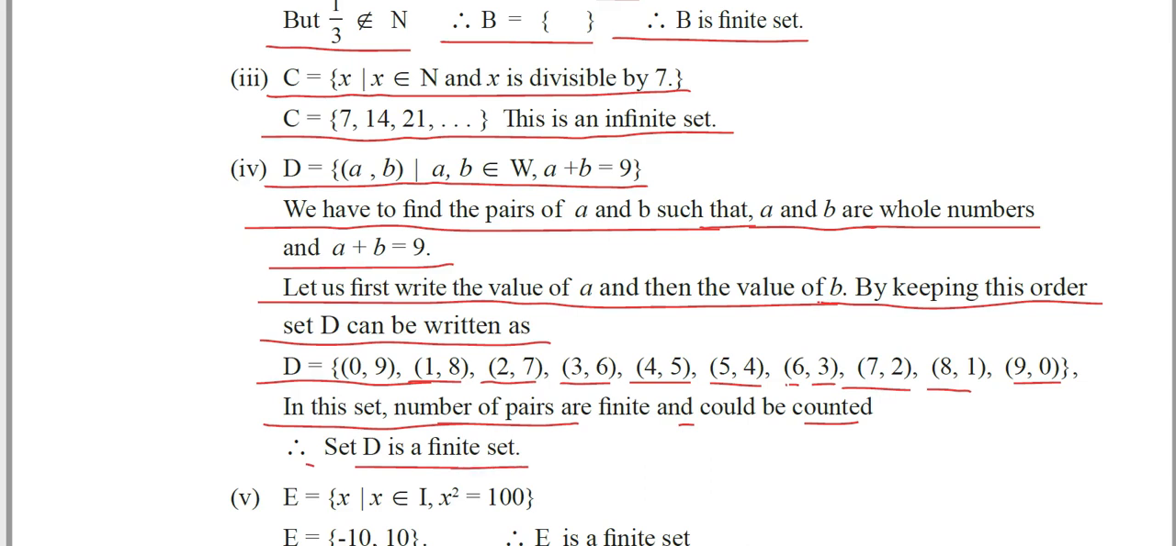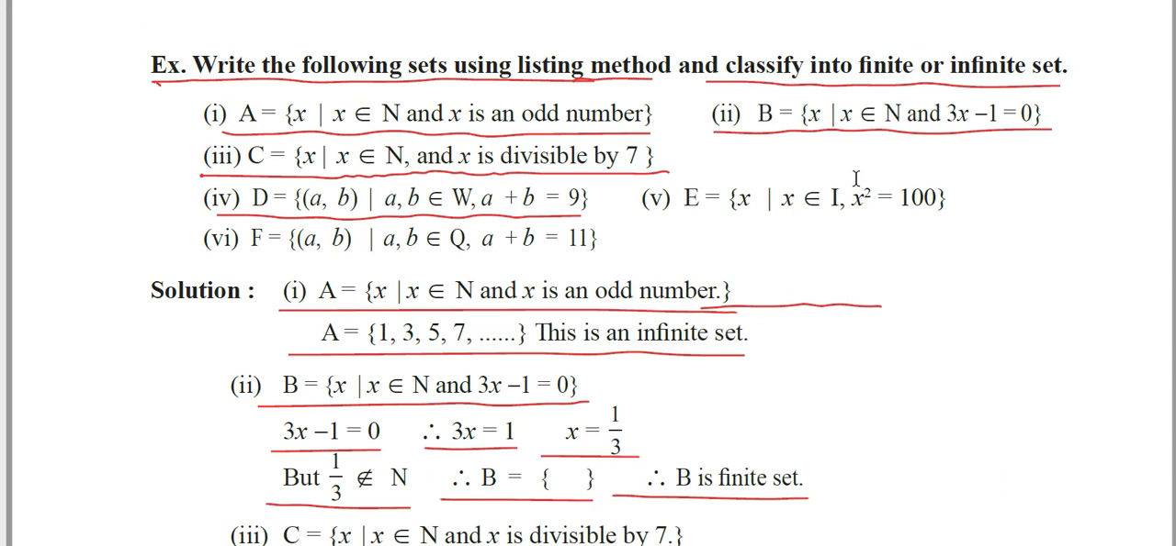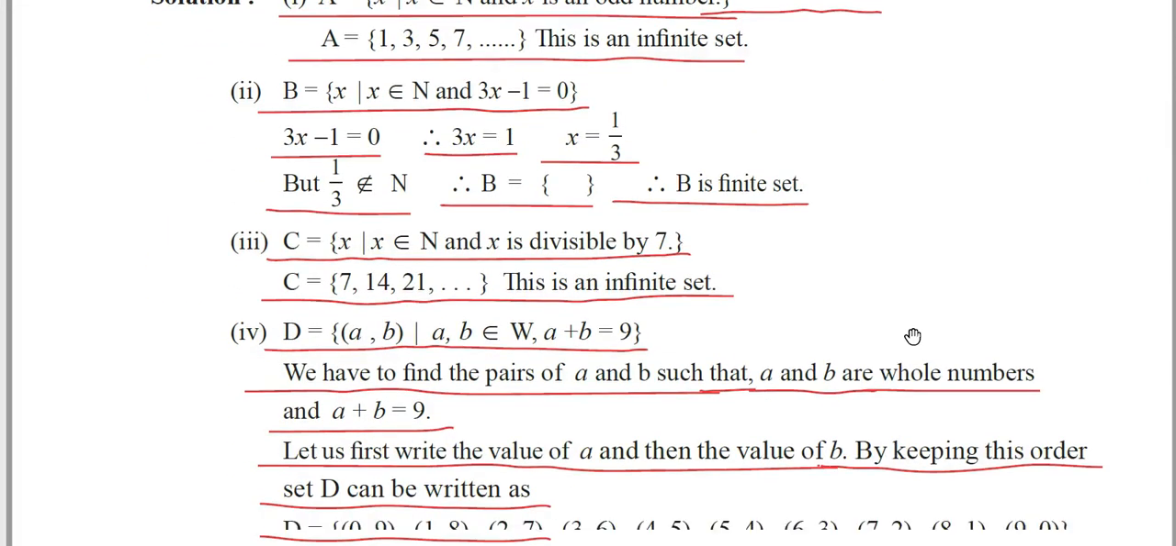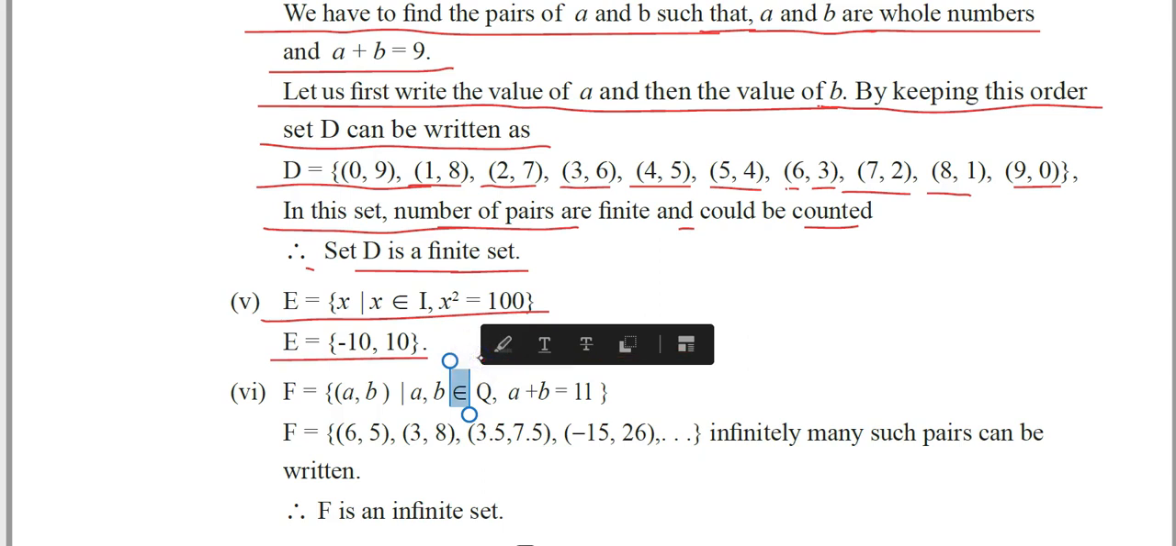Now next is capital E is equal to {x such that x belongs to I and x square is equal to 100}. म्हणजे कोणत्या नंबरचा स्क्वेअर आपल्याला 100 मिळेल तर 10 and minus 10. Because the set of integers contains 0, 1, 2, 3 up to infinity, minus 1, minus 2, minus 3 up to infinity. Therefore, E is equal to {minus 10, 10}. Therefore, E is a finite set.